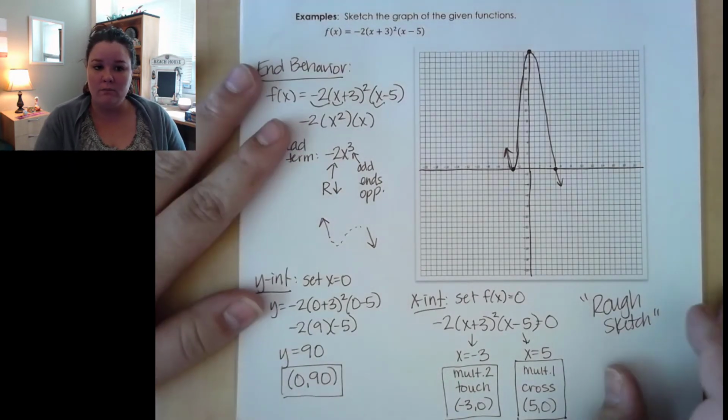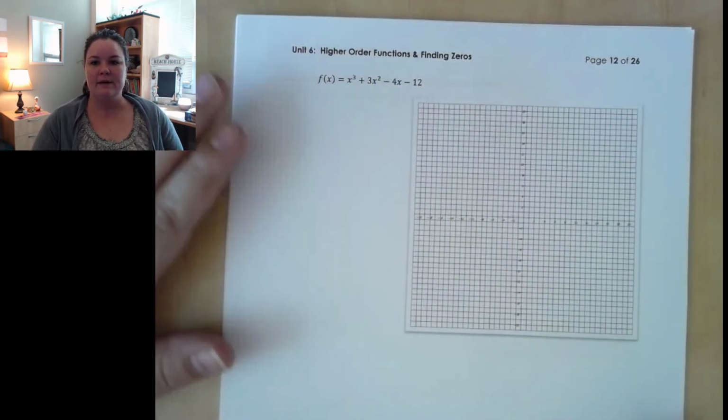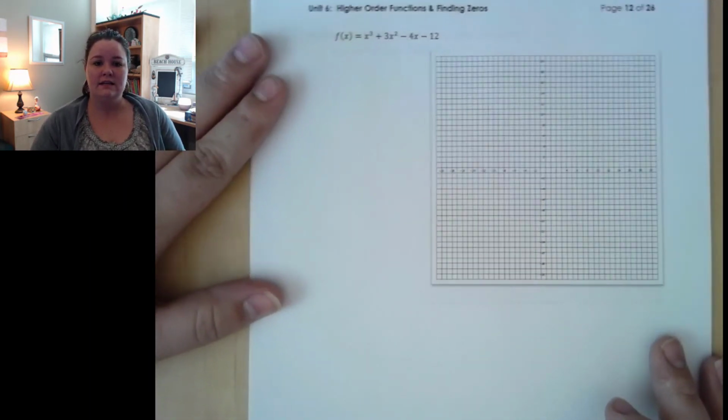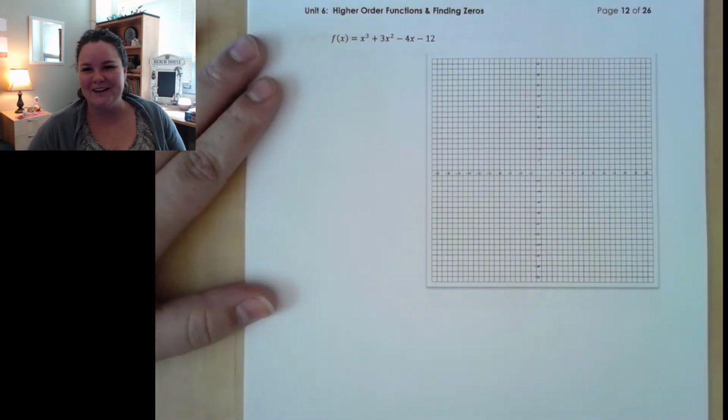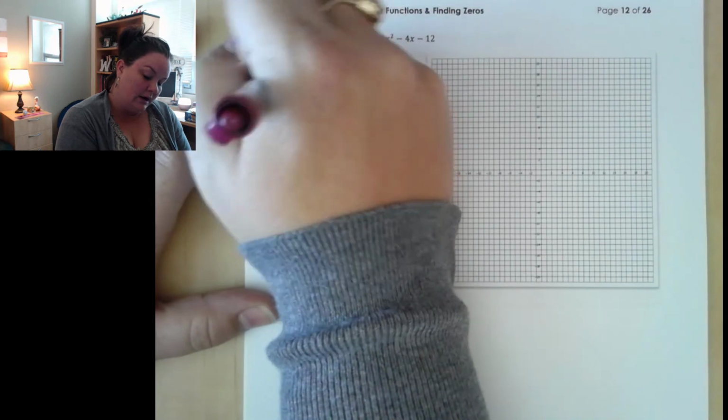So I'm going to show you one more, and then I'm going to give y'all some to do. So this one, same idea. The only difference is this one is not already factored for us. So we're going to have to do a little bit more work. So again, we're going to start by figuring out what's going on at the ends.